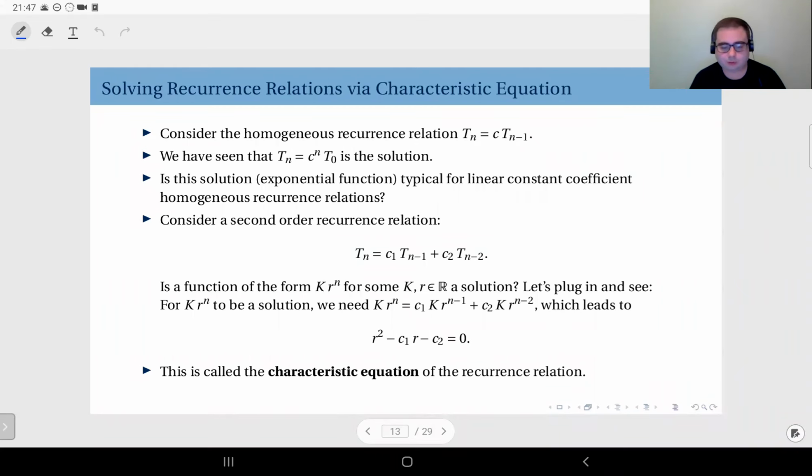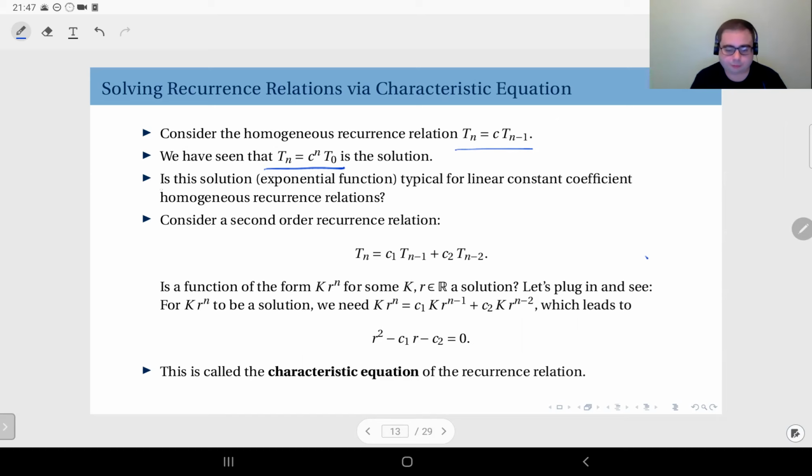Again, consider the homogeneous recurrence relation Tn equals C times Tn minus 1. This is a linear, constant coefficient, homogeneous recurrence relation of order 1. And we have already seen that the solution is C to power n times T0. Well, in our example earlier, we also had plus b here, but if you set that b equals to 0, this is the solution you have.